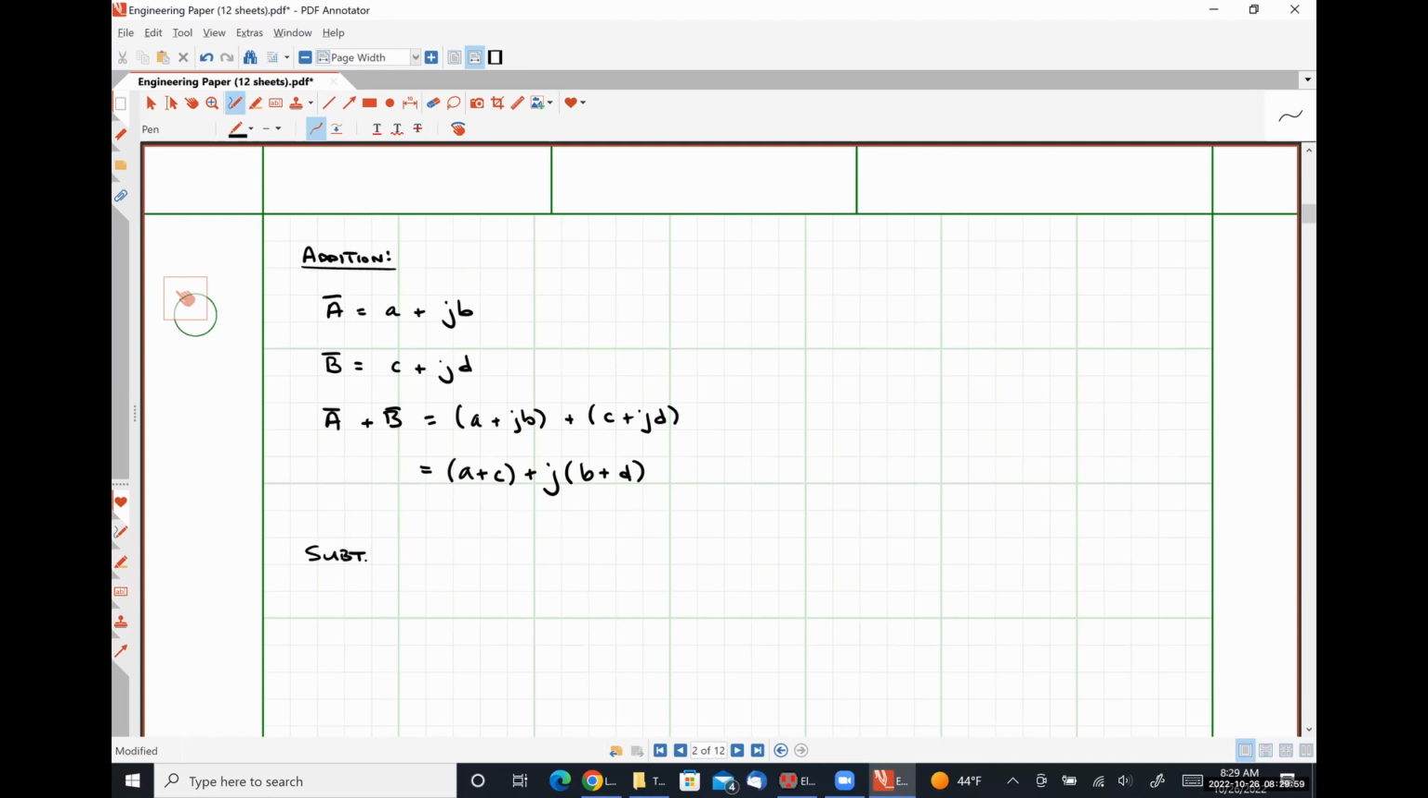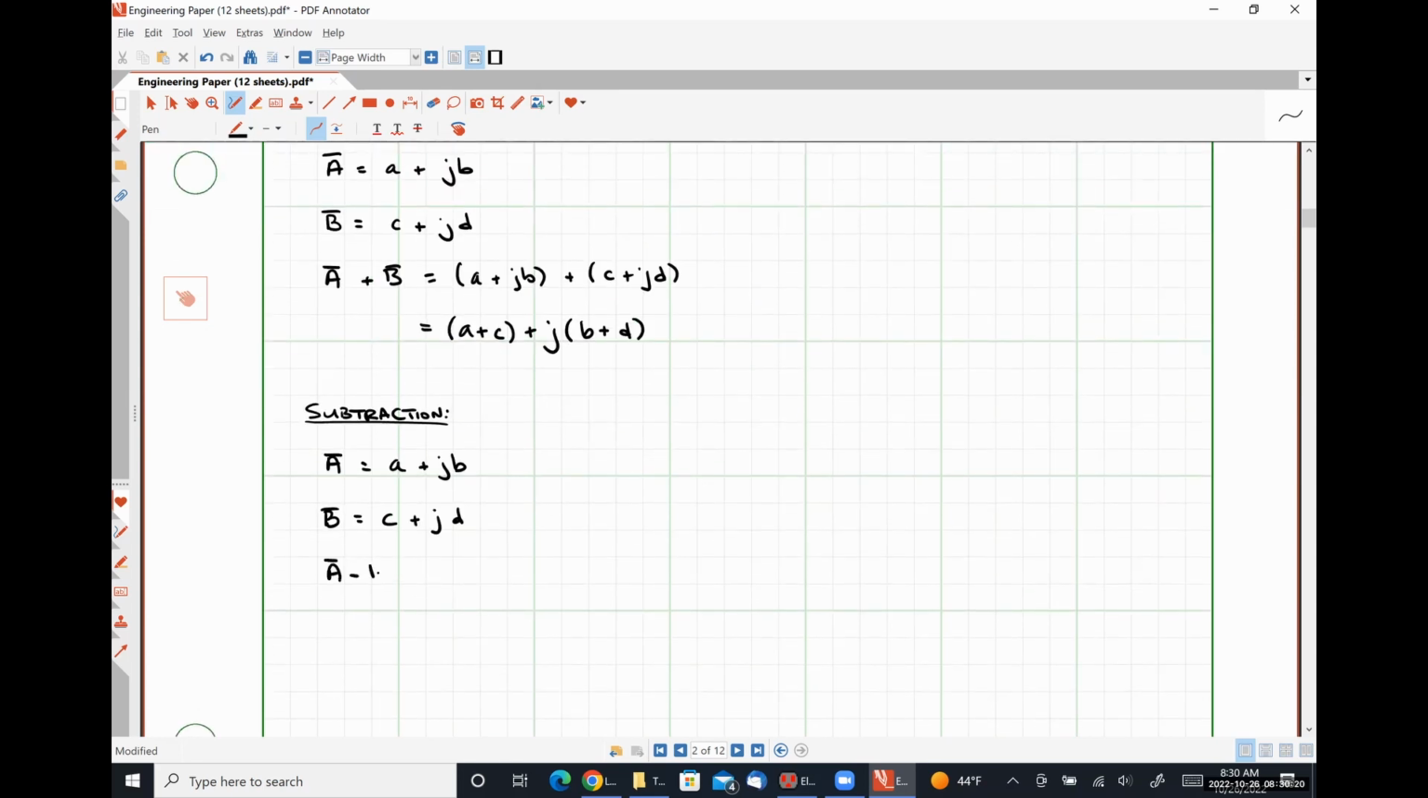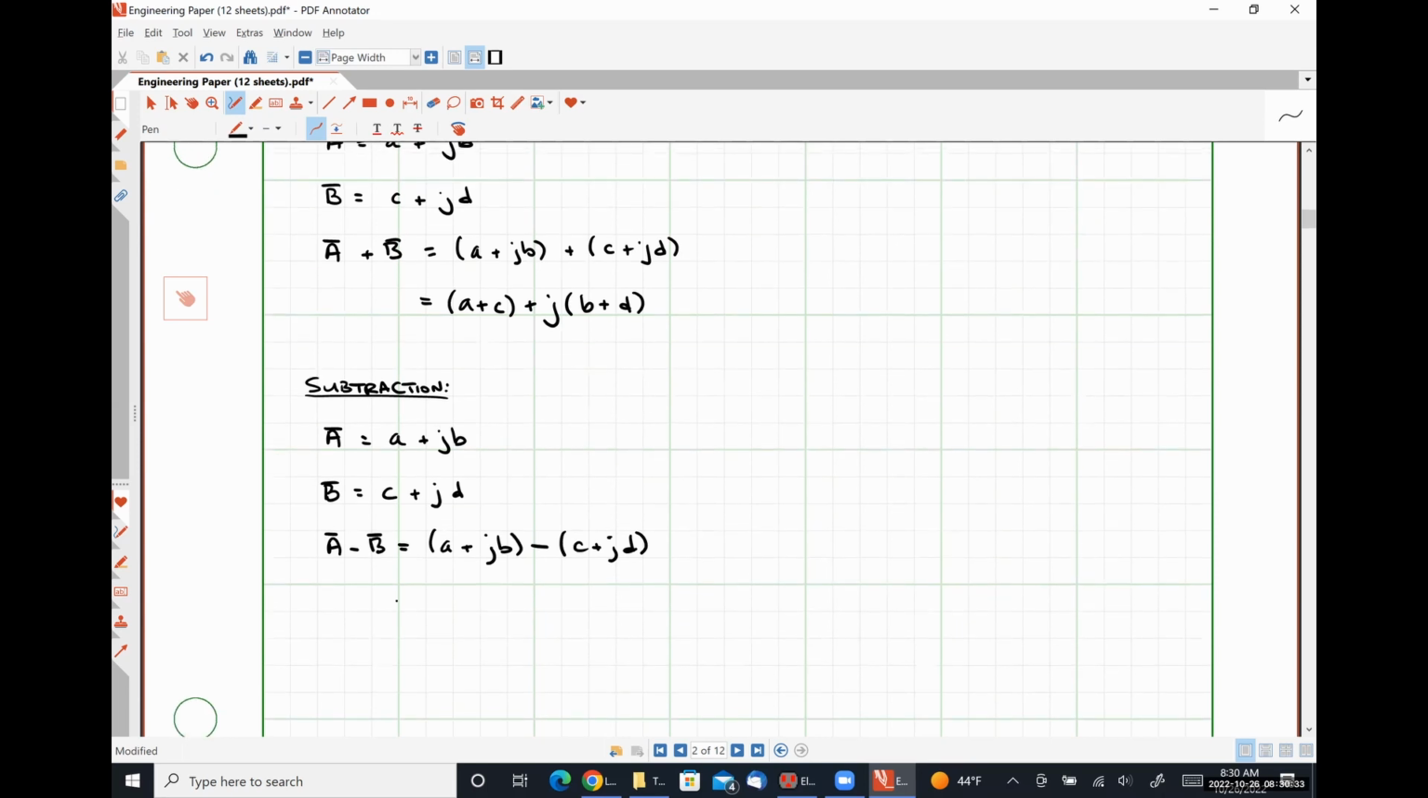Now we'll deal with subtraction. So if we have those same complex numbers, A is equal to a plus jb, and B is equal to c plus jd, the mathematical operation A minus B is going to be a plus jb minus c plus jd, which is going to look like a minus c plus j(b minus d).